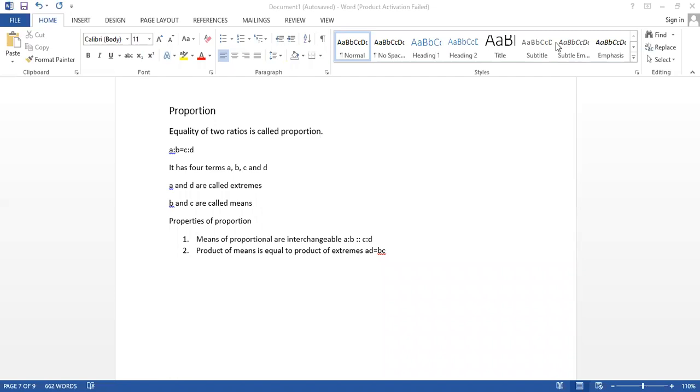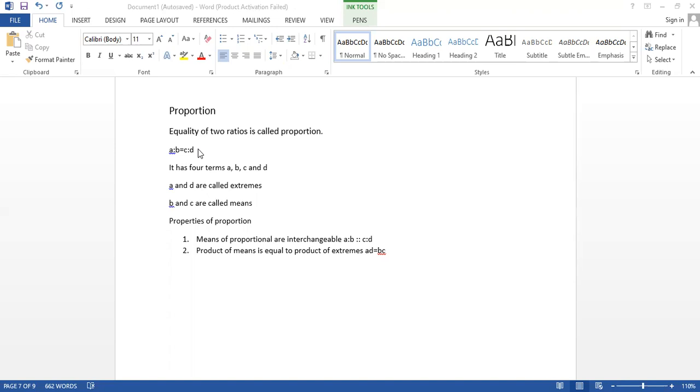Okay, so now continuing on to proportions. The equality of two ratios is called proportion. So if you have a ratio A is to B and another ratio C is to D, and if both of them are equal, then that is called a proportion. In total, the proportion is going to have four terms: A, B, C, and D. Over here, A and D are called extremes, whereas B and C are called means.